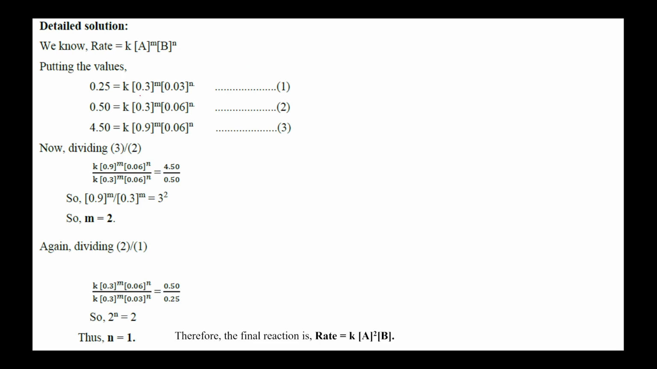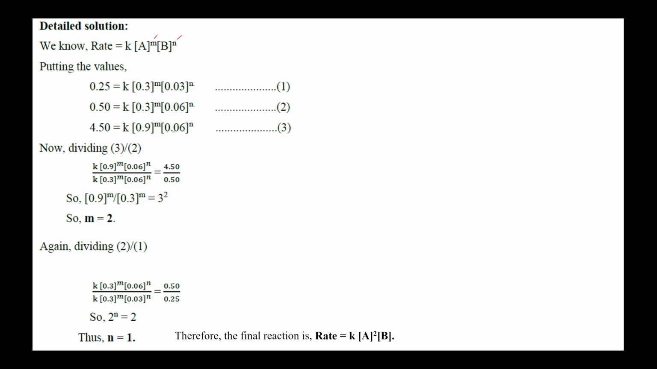So you can see here, we have the rate as k a raised to the power of m and b raised to the power of n. And we have three equations. So first equation is 0.25 is equal to k multiplied by 0.3 raised to the power of m and 0.03 raised to the power of n. Similarly, we wrote the other two equations. Now we just have to solve for m and n. Okay, so we just have to replace the values of m and n here.